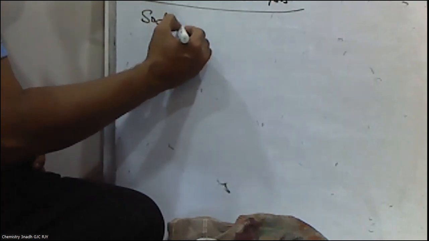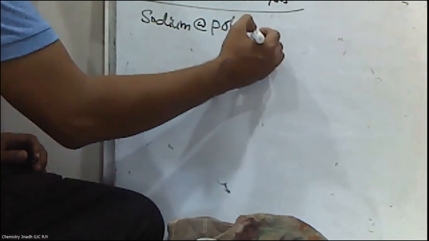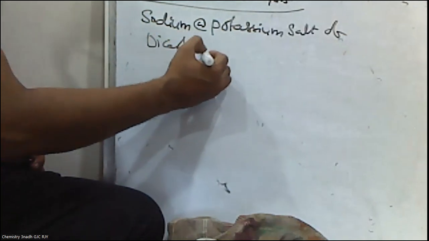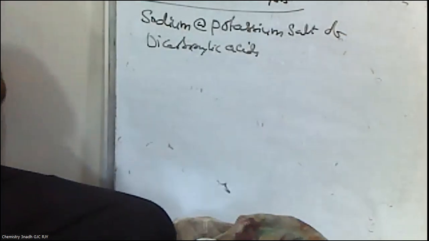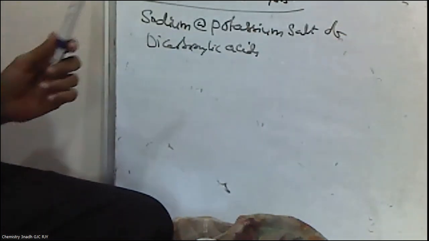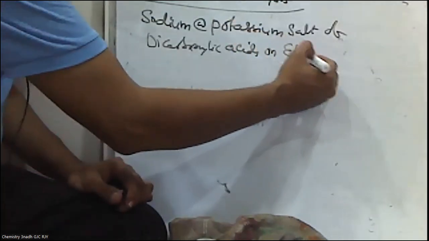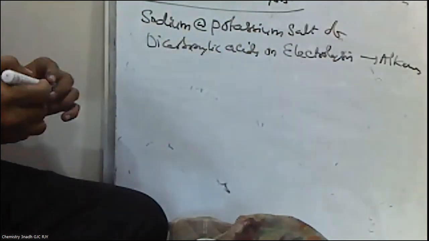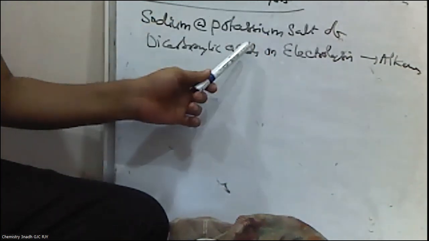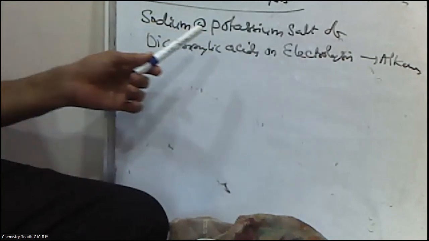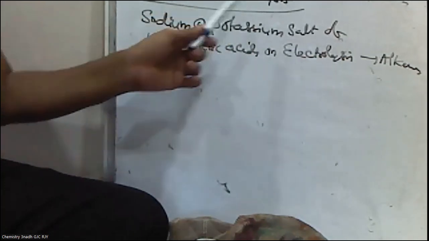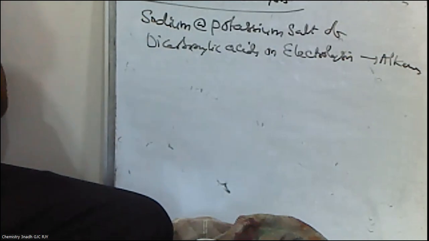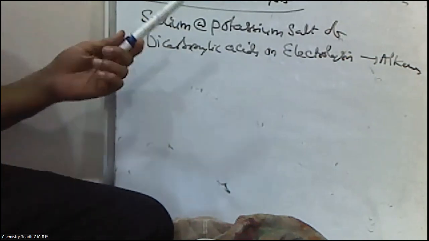When sodium or potassium salts of dicarboxylic acids are electrolyzed, that is, when electricity is passed through the aqueous solution of sodium or potassium salts of dicarboxylic acids, electrolysis occurs and alkenes are formed at the anode.